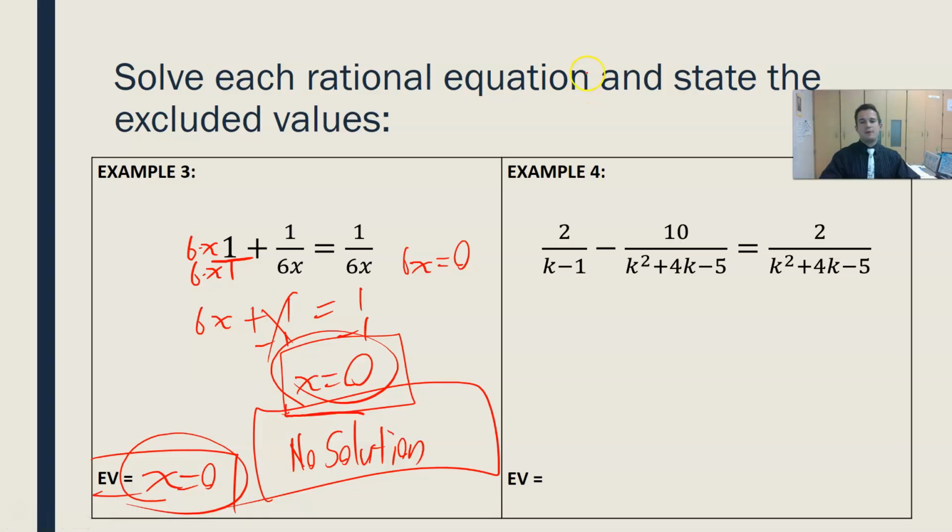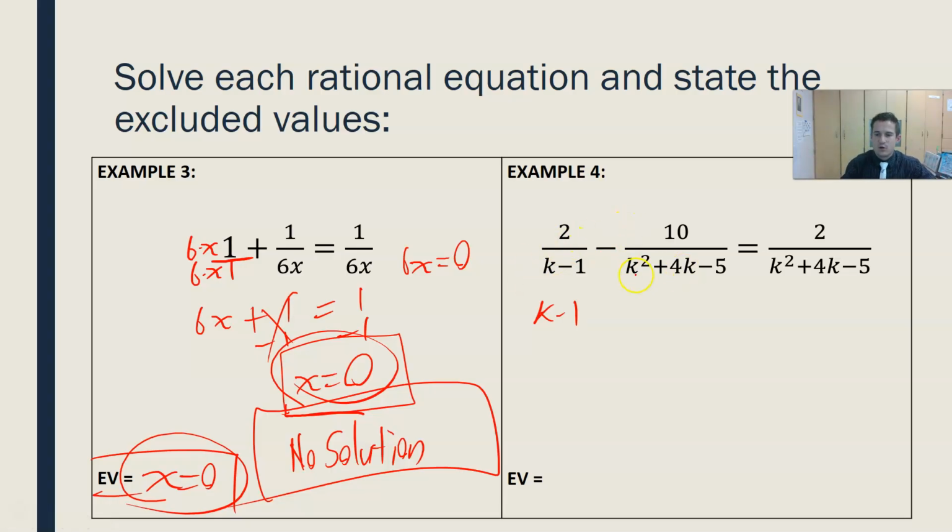So example number 4, I'm just continuing to go through some of these examples. I have 2 divided by k minus 1 minus 10 divided by k squared plus 4k minus 5 equals 2 divided by k squared plus 4k minus 5. So I need to have a common denominator in the bottoms of each of these fractions, so I need to factor each of these denominators, each of the bottoms of these fractions, and see what denominators need additional factors so that they're all in common.